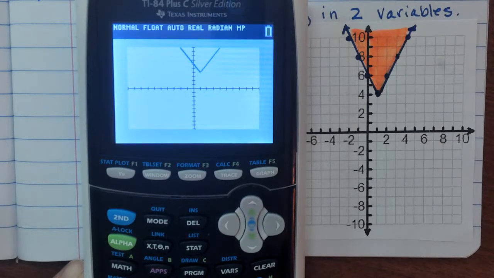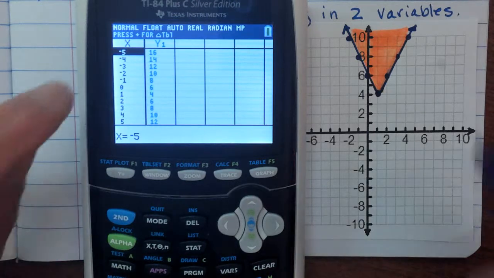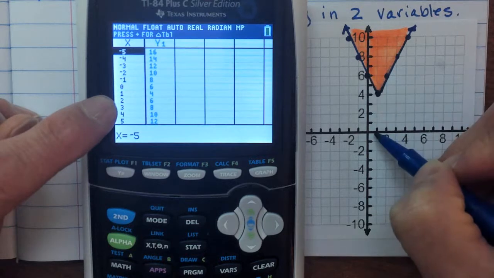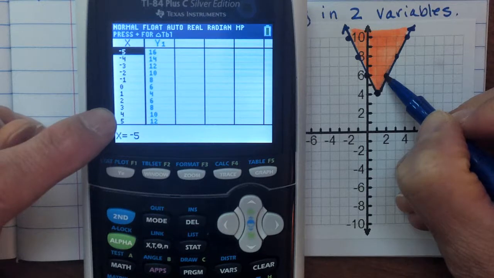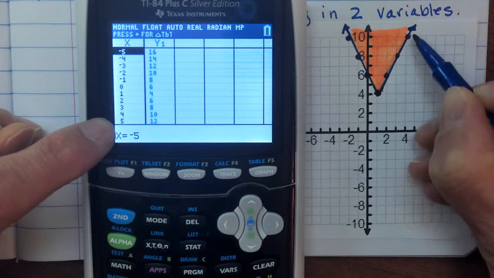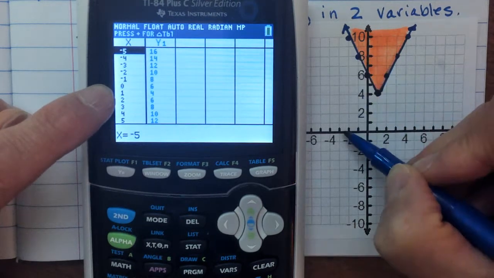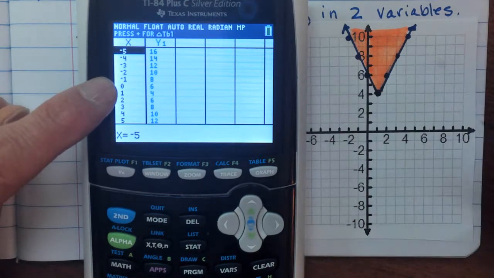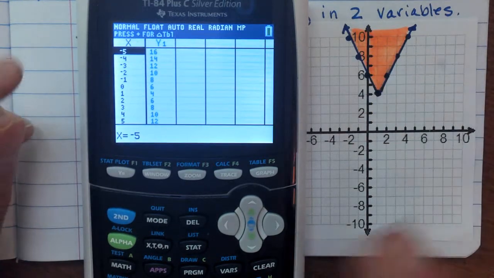So let's check my points to make sure I did them correctly. Let's go to second table. So I have 0, 6, which is right there. I have 1, 4, which is right there. I have 2, 6, which is right there. I have 3, 8. I have 4, 10. And let's see here. I have negative 1, 8 and negative 2, 10. Okay? So I graphed that correctly as far as the shape of the function goes.